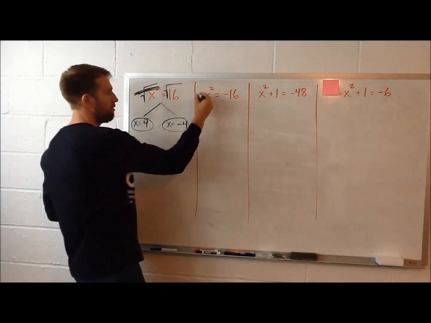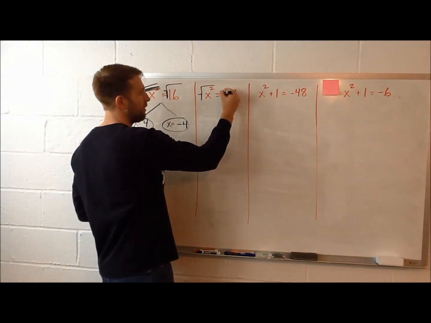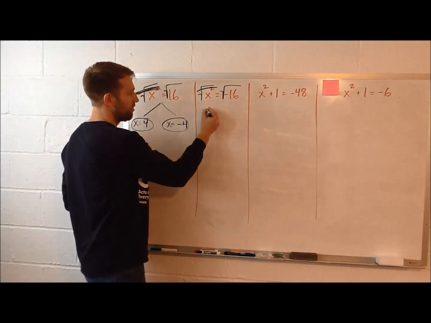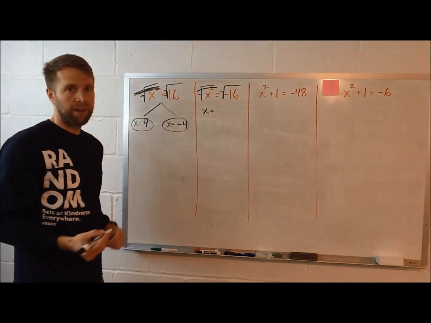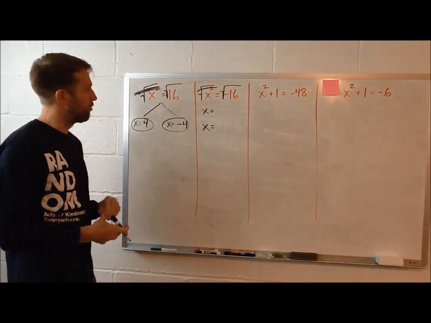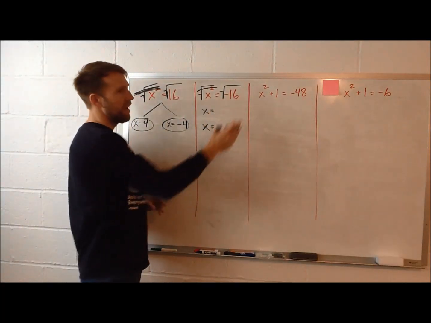Alright, on the next one, we have x squared. We can go ahead and take the square root. Just be aware that when you do that, you are getting rid of that second answer. So we just have x equals, right? Go ahead and write the second one, or you can put a plus or minus as a shortcut. What is the square root of negative 16?